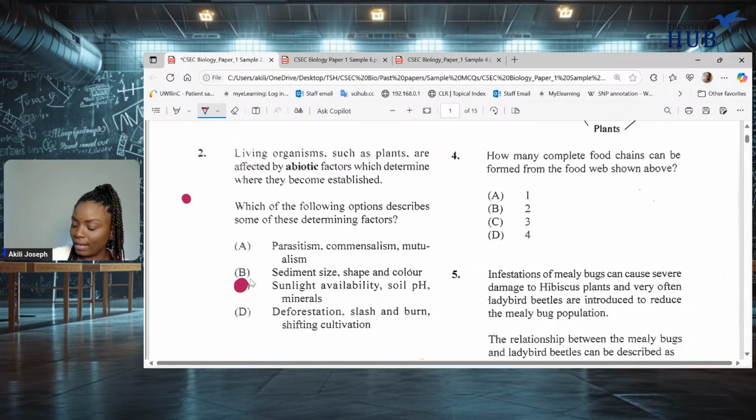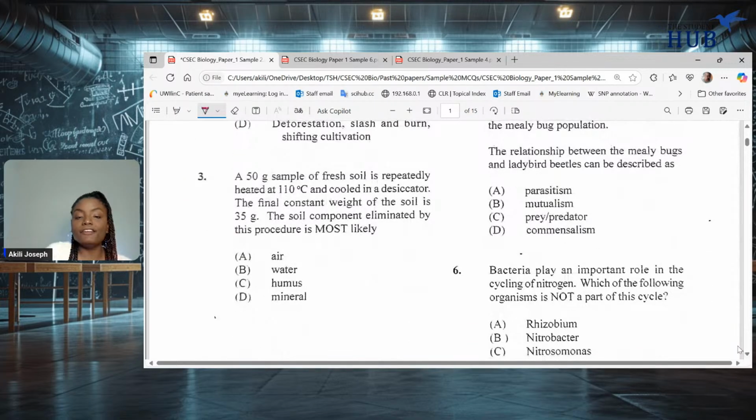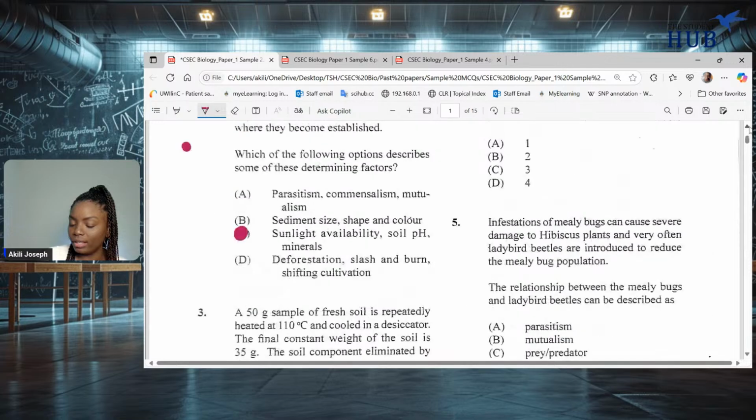You want to have your abiotic factors alone being highlighted. 3. A 50-gram sample of fresh soil is repeatedly heated at 110 degrees Celsius and cooled in a desiccator. The final constant weight of the soil is 35 grams. The soil component eliminated by this procedure is most likely going to be, is it air, water, humus, or mineral? It's going to be B, water, right? This is heating to constant mass. You're going to heat, weigh, and then once you get the same mass twice in sequential order, you know that you would have effectively removed all of the water.